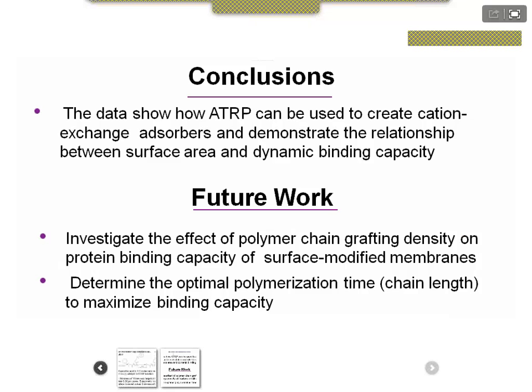So in conclusion, the data presented show how ATRP can be used to create cation exchange adsorbers, and it also demonstrates the relationship between surface area and dynamic binding capacity. In the future, I plan to investigate the effect of polymer chain grafting density on protein binding capacity, in addition to determining the optimal polymerization time or chain length necessary to maximize the binding capacity.